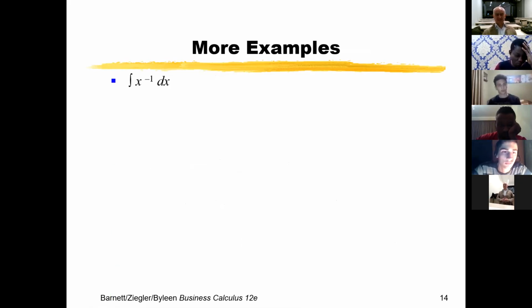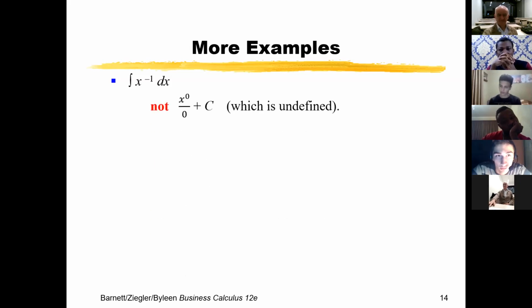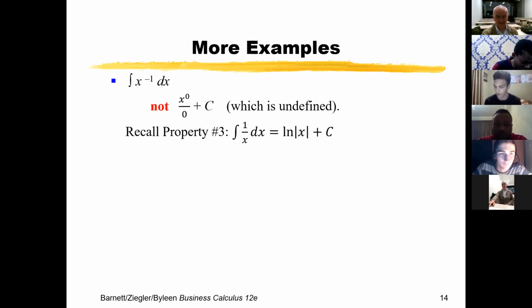What do you think? What is this integral? X to the minus 2 divided by minus 2 plus c. Do you remember we told that this formula works for all n, except n equals -1? Not the second. So what is this integral? It will be ln of x, absolutely.